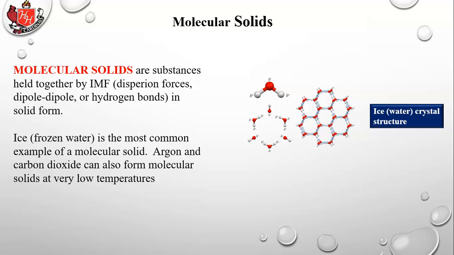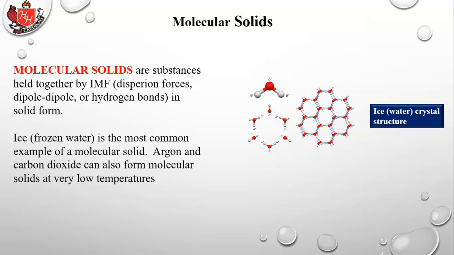So let's talk about some different types of solids. Molecular solids are substances held together by intermolecular forces, dispersion forces, dipole-dipole, and hydrogen bonds in solid form. Ice, frozen water, is the most common example of a molecular solid. Argon and carbon dioxide can also form molecular solids at very low temperatures. And for argon, it would be a very, very low temperature.